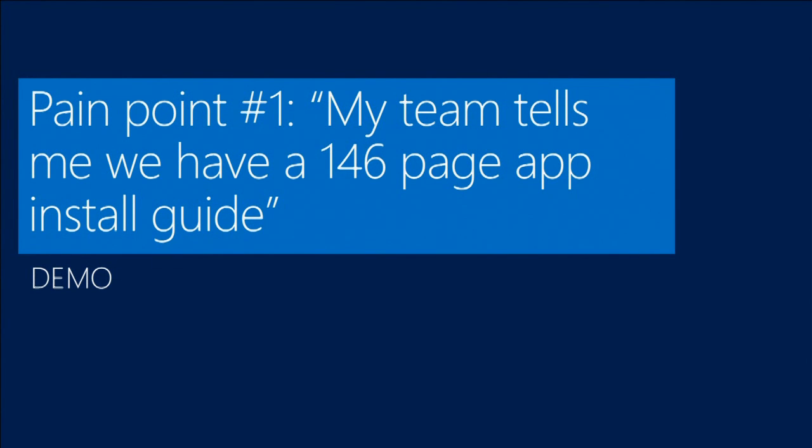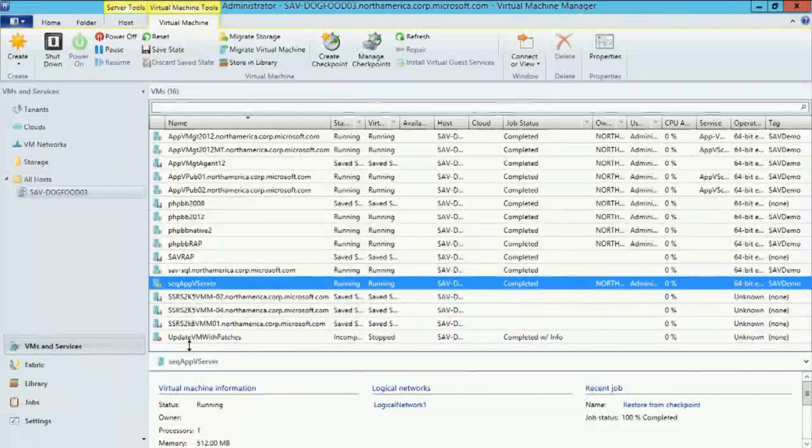The first one I'll talk about is, my team tells me we have a 146-page application install guide. What I'm going to show you is the basic sequencing process. I'm going to take an application which has admittedly a much smaller number of steps, run through the entire process, get the package out the other end, show you some of the configuration things, and then we'll use it. So let me switch over here.